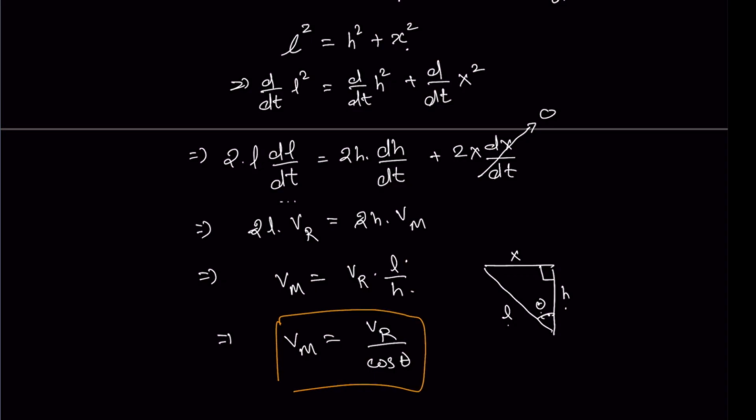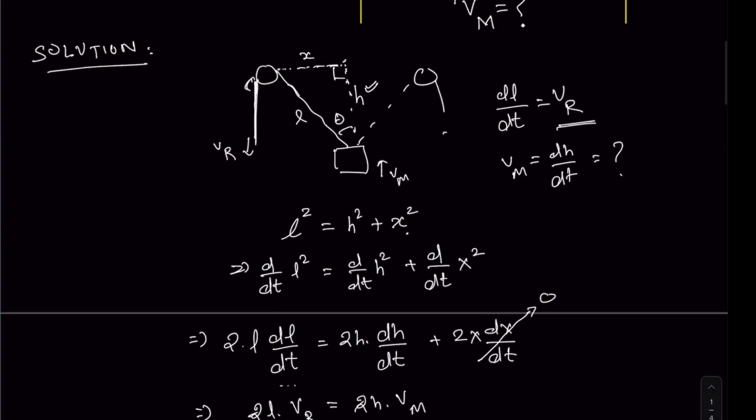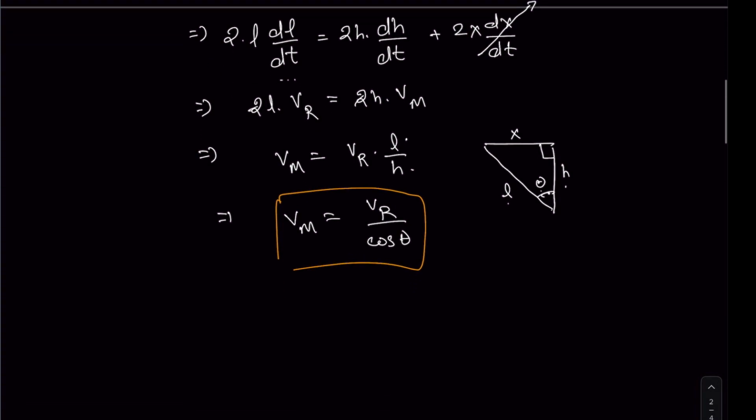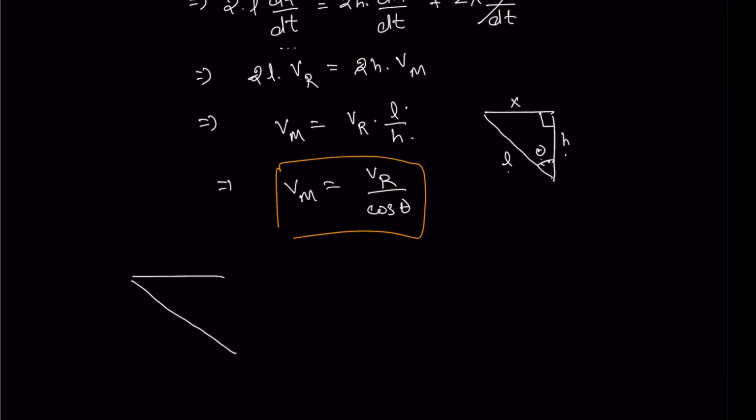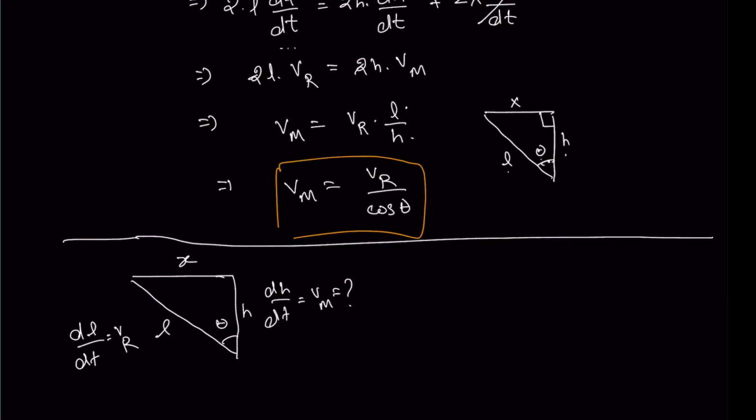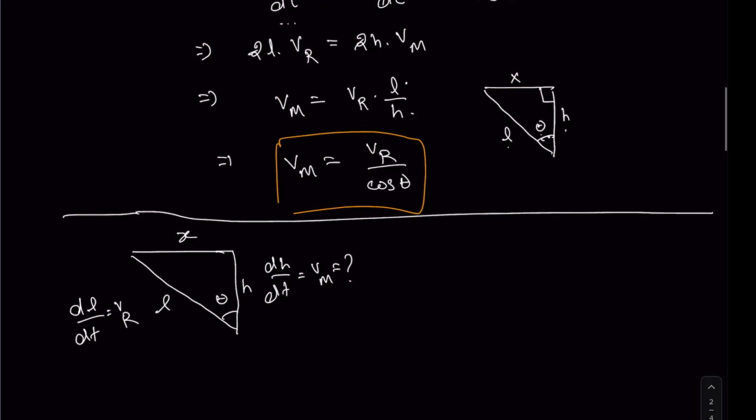Let's solve the same problem in another way as well, while using the same principle, which is that x does not change with time. That is the key idea here. So this is the triangle x, L, h and theta, and we know that dL over dt is VR and dh over dt is Vm, which we need to calculate. This is a different way to solve essentially the same thing, but just structured in a different way.